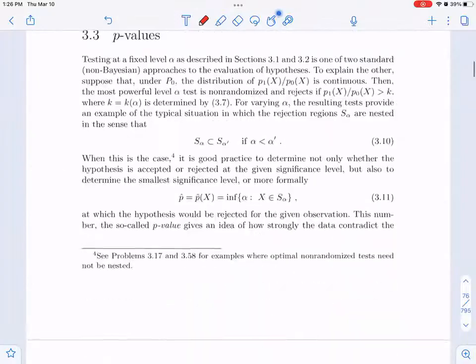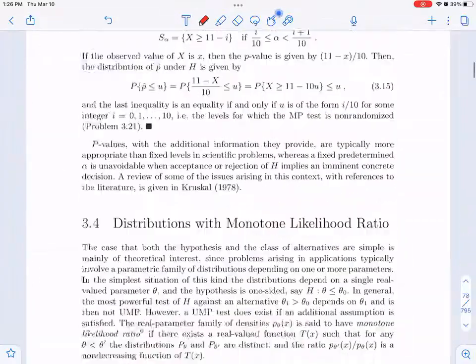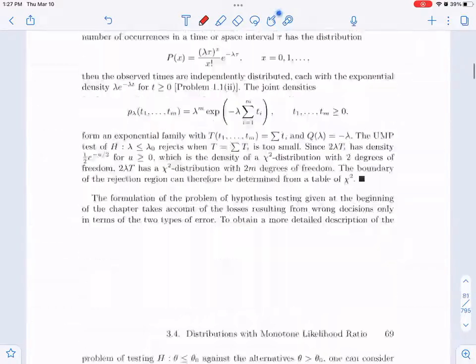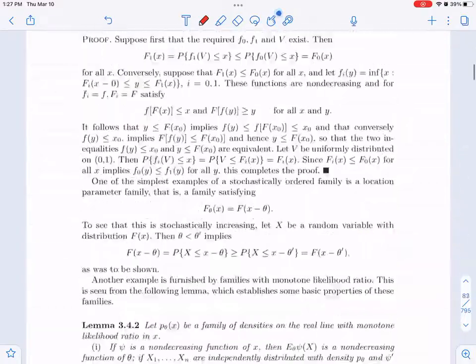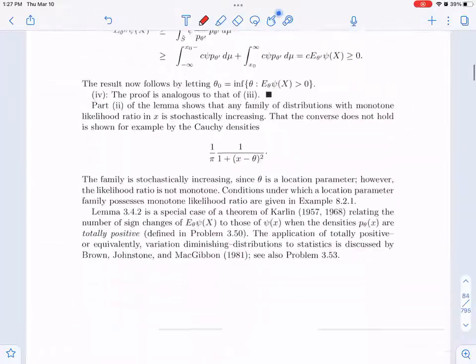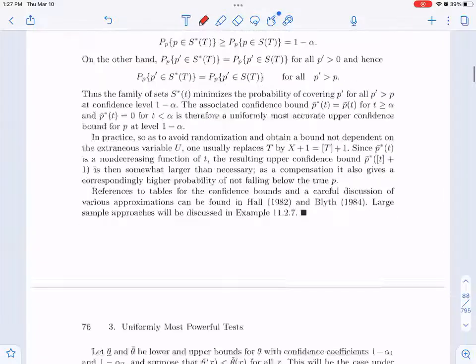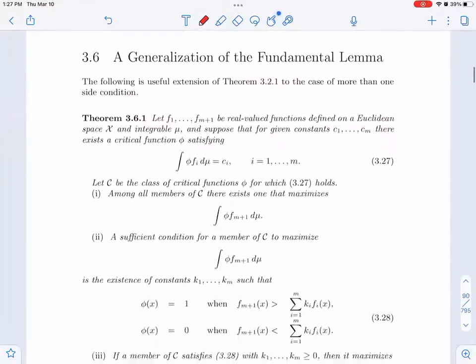Okay, so now I want to skip this part, and attempt to say something about, okay, there's duality between hypothesis tests and confidence intervals, which we don't talk about.